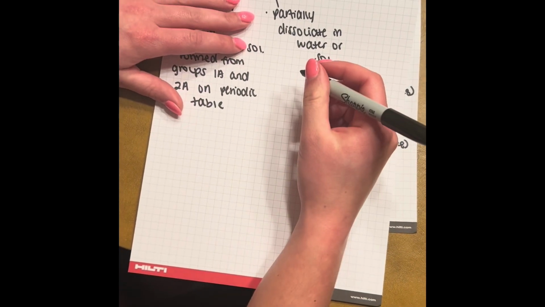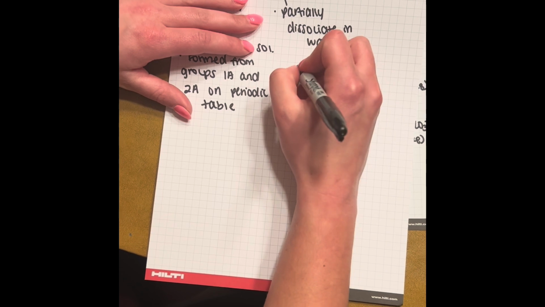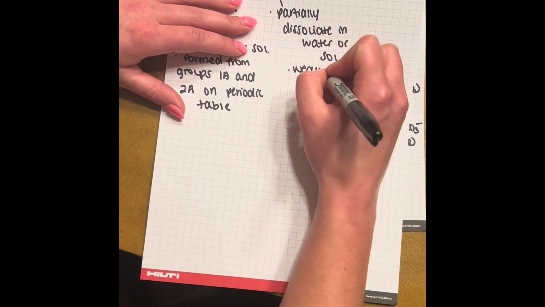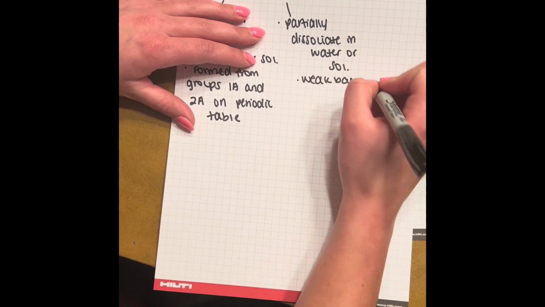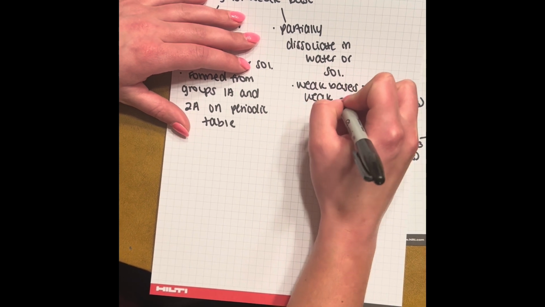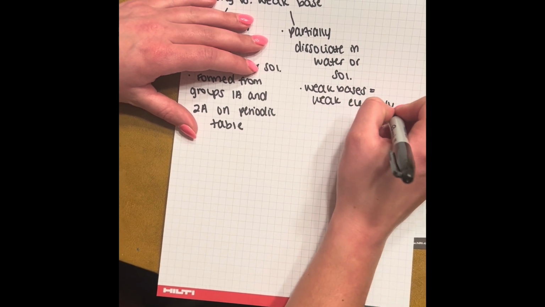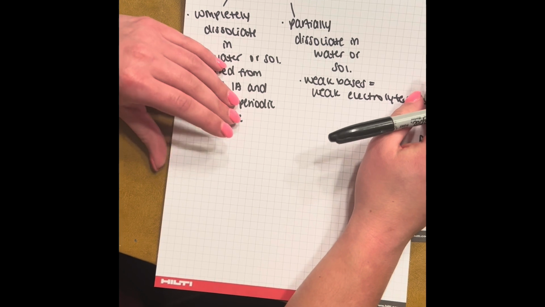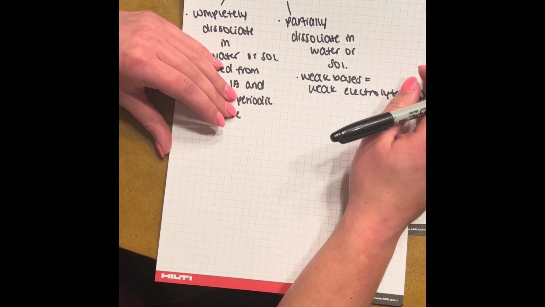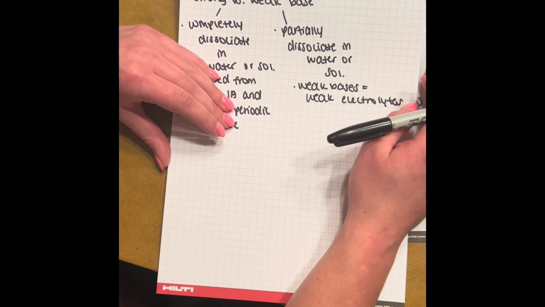Okay. Now, weak bases mean weak electrolytes. Now, electrolytes are those things that are in a lot of energy drinks. They give us energy. Electrolytes are basically code for salts.